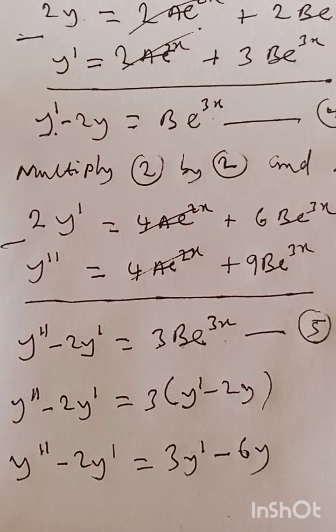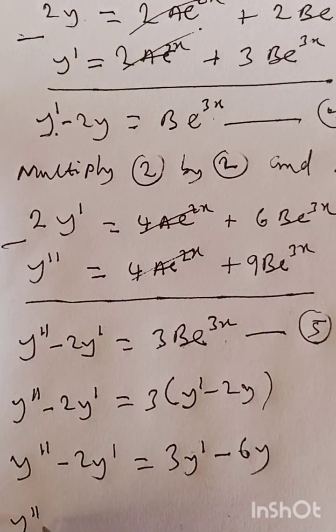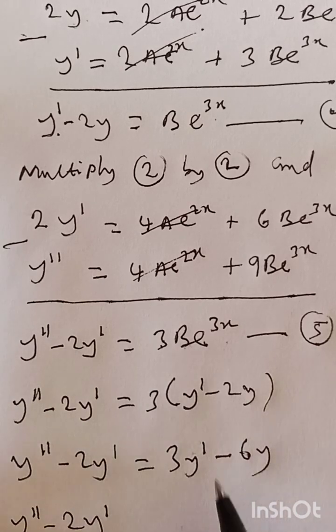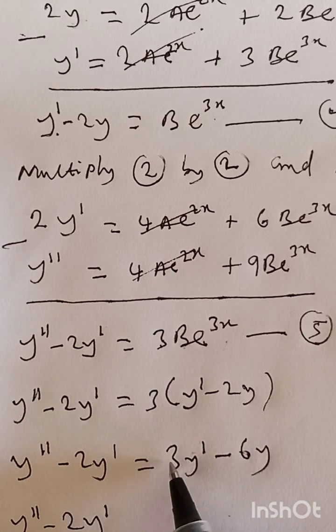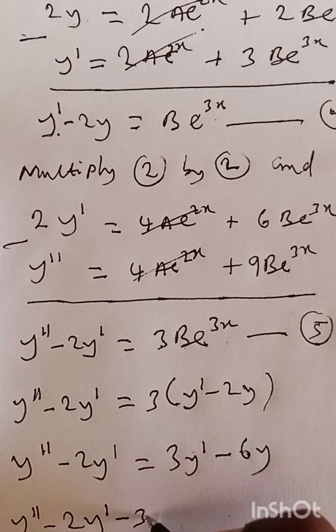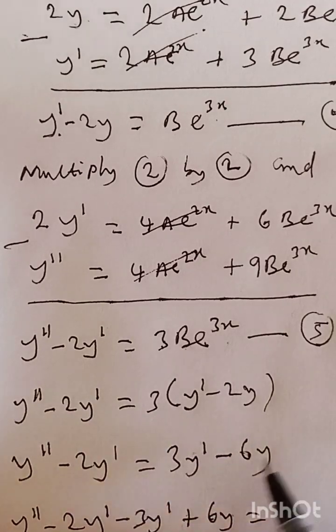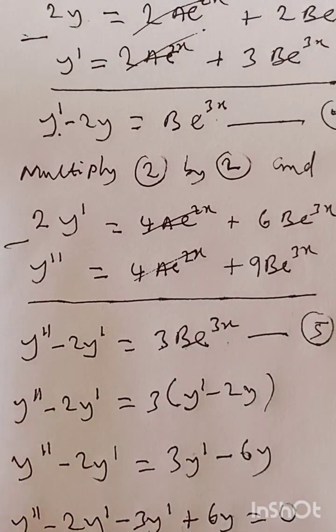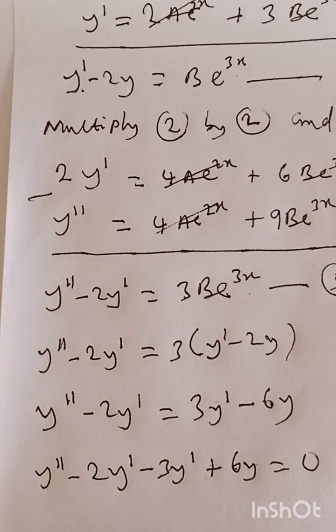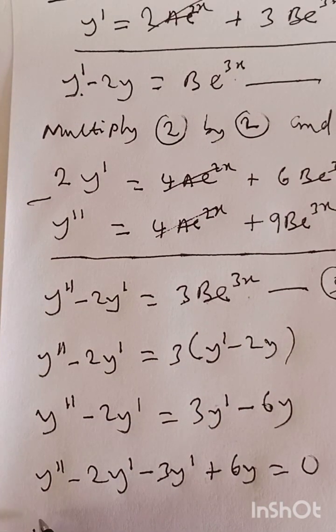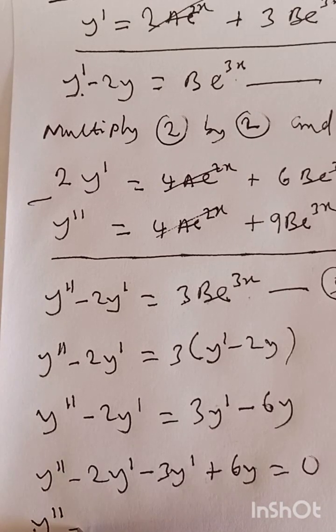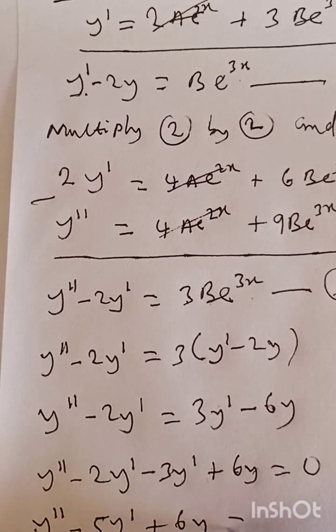Then you take everything to the other side. You have y prime prime minus 2y prime. Take 3y prime to this side. It is positive here, it will become negative, minus 3y prime. Then here, minus 6y will become plus 6y, equals, now you have taken away this, remains 0 on the other side. So from there, we further simplify to get y prime prime minus, this minus 2y prime minus 3y prime is going to give you minus 5y prime, because minus 2 minus 3 is minus 5. Then plus your 6y here equals 0.